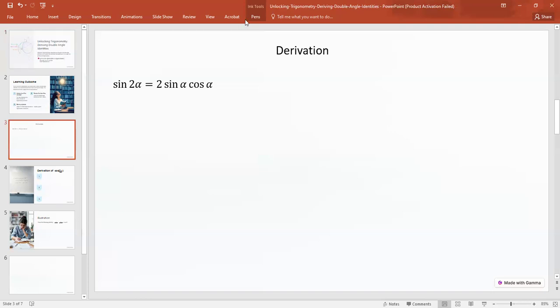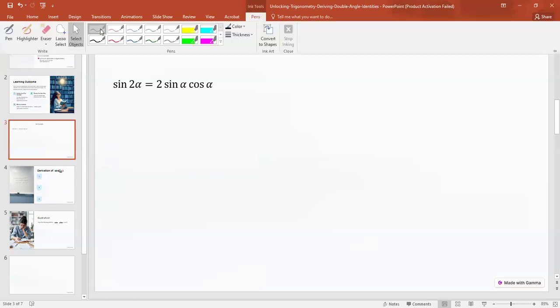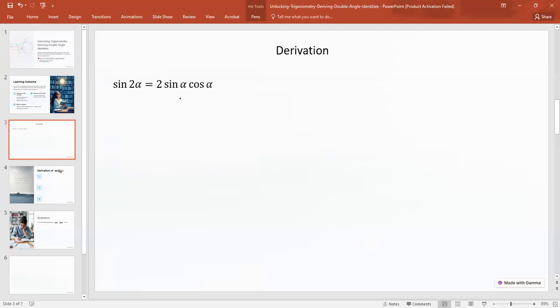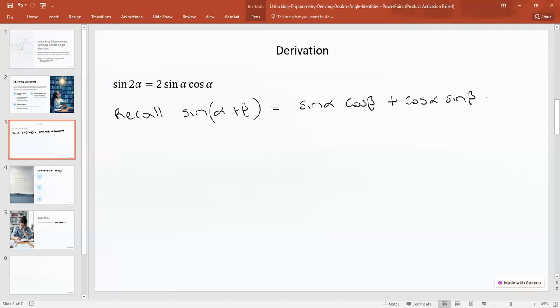We want to derive the double angle identity, which states that sine of 2 alpha is equal to 2 sine alpha times cos alpha. In an attempt to achieve this goal, you're advised to recall the compound angle identity that we did prove in one of our previous videos, which states that sine of alpha plus beta is equal to sine of alpha times cosine of beta plus cosine of alpha times sine of beta. Let's call this equation 1.